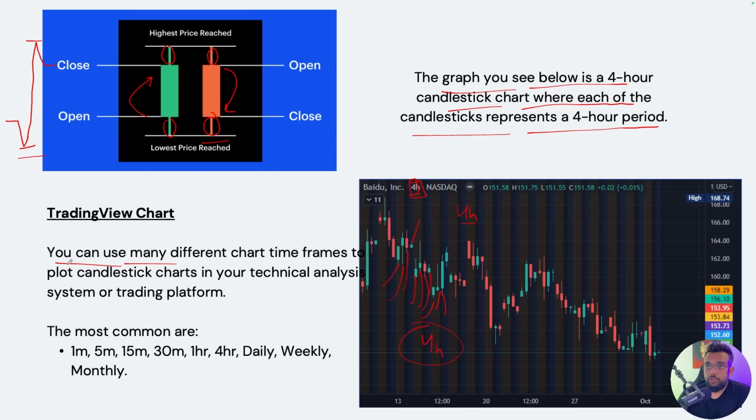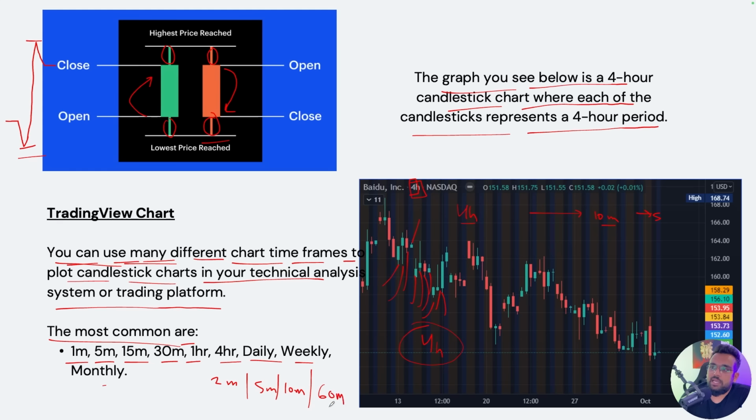Now, you can use as many different chart time frames to plot candlestick charts in your technical analysis system. Instead of 4 hours, just select 10 minutes, or 5 minutes, and it will automatically do it. The most common time frames people use are 1 minute, 5 minute, 15 minute, 30, 1 hour, 4 hour, daily, weekly, monthly. I personally use 2 minutes a lot, 5 minutes, 10 minutes, 60 minutes, and daily candles. 60 minutes is like 1 hour candles. You got it? Now, this is what TradingView looks like.